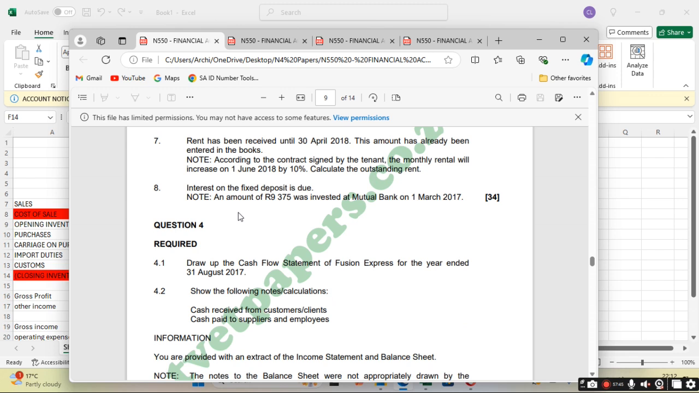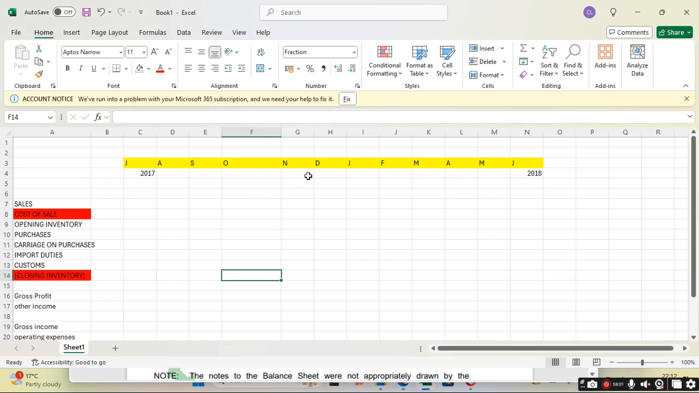This one is going to be exactly the same way as we've been doing the rent. Not the rent, the interest on loan, the previous interest on loan that we've done. So as you can see, interest on fixed deposit is still due. The amount of 900 was invested on 1 March. So 1 March, which is our 1 March? This is 1 March 2018.